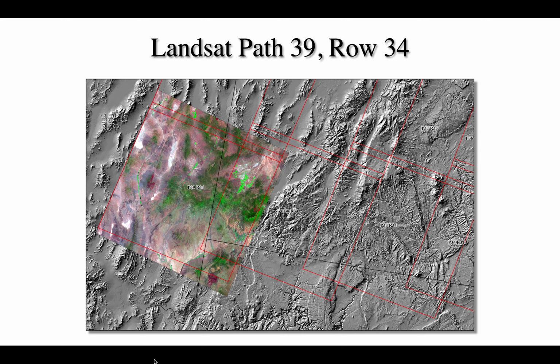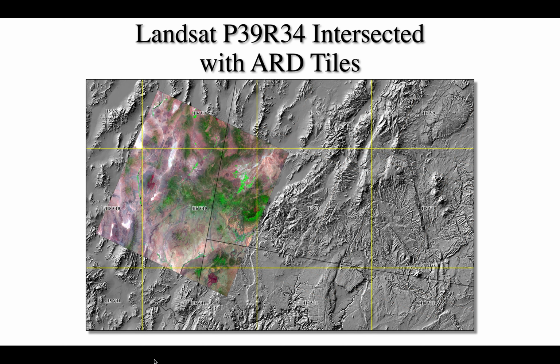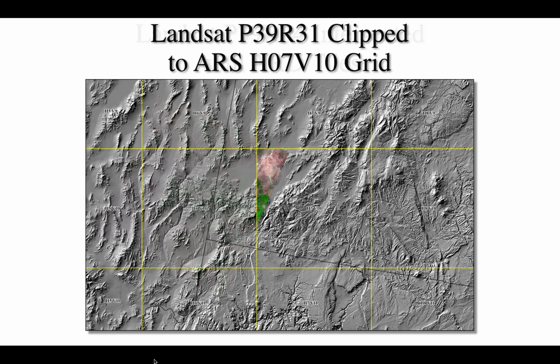If we then look at the adjacent path 39 row 34 image located to the west, we can see the overlap with the path 38 row 34 nominal boundary, identified by the red lines. Superimposing the ARD grid system, we see that just the northeastern corner of the path 39 row 34 image falls into the H7V10 tile. Clipping this image by the H7V10 tile, we retain only that portion of the image, and that portion is stored as an individual Landsat ARD image frame.